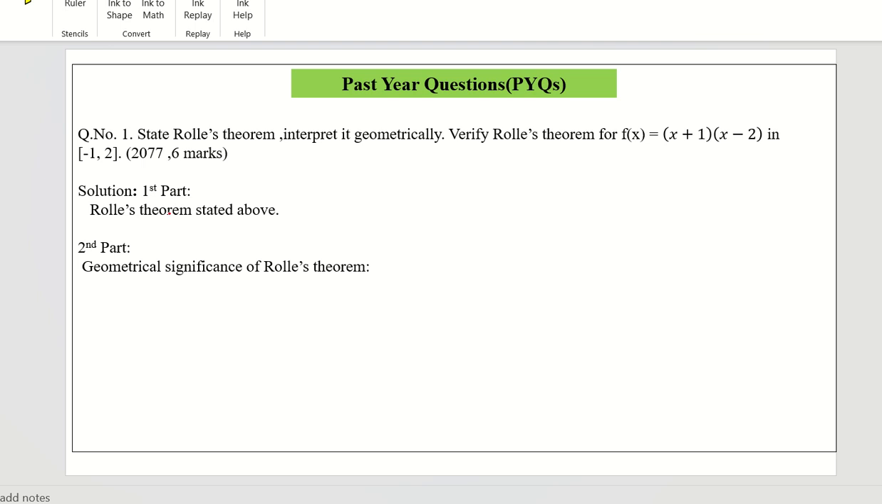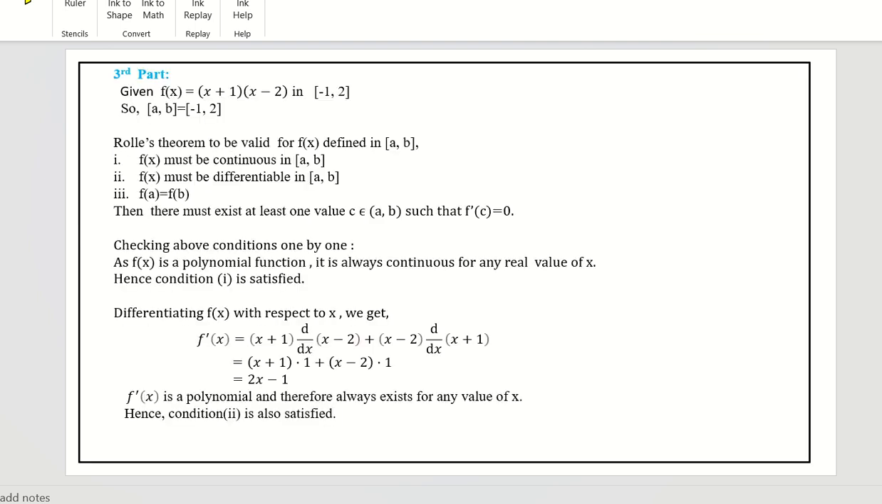Verify Rolle's theorem for these functions in the given interval. And here the function is this, and the interval is a comma b, that is -1 comma 2. A is -1, b is 2. For Rolle's theorem to be valid, the function must be continuous in the given interval -1 to 2, it must be differentiable, and it takes equal functional value at the extreme points, right? If so, there exists at least one point c.